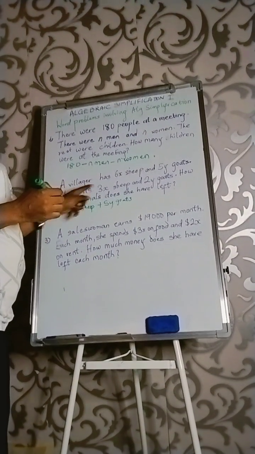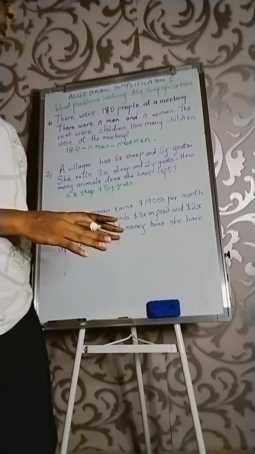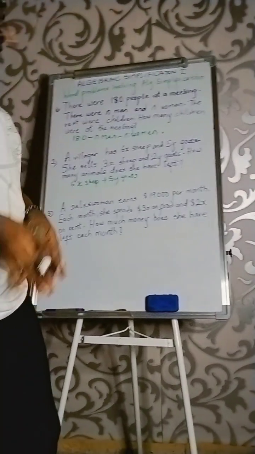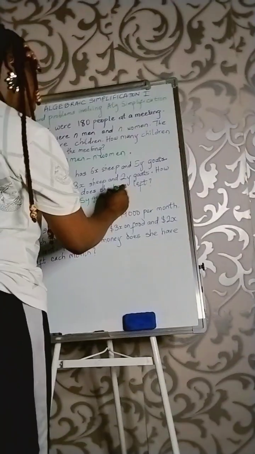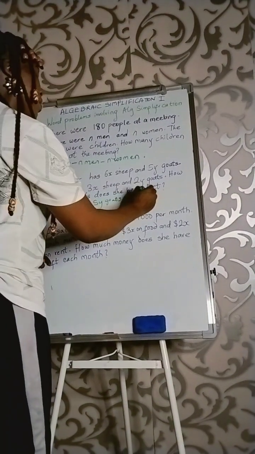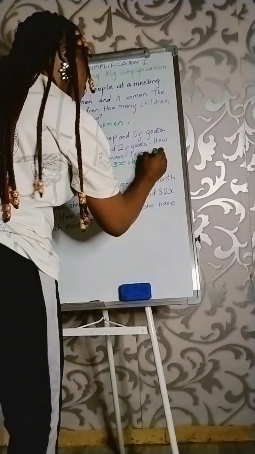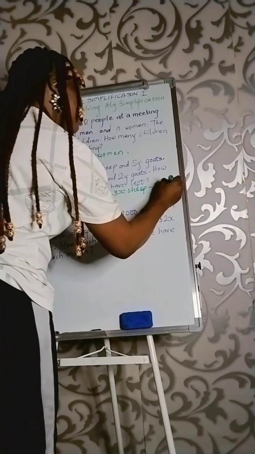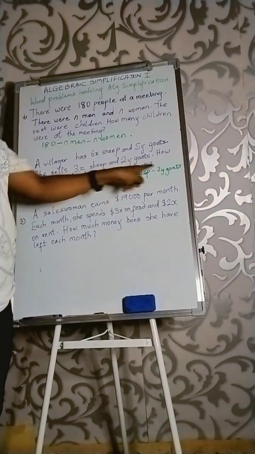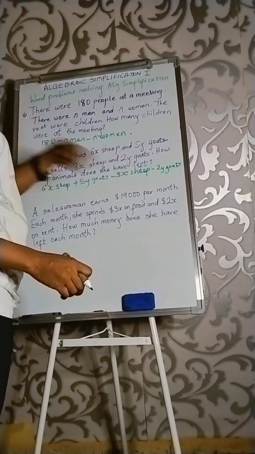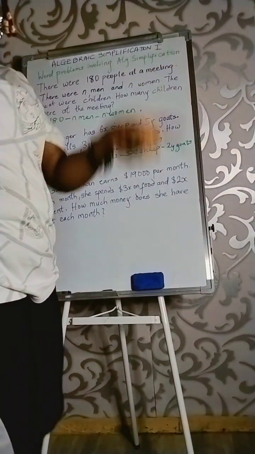and I sold 3x sheep. Now I'm losing. We are not talking about the money I might have gained from it. I'm losing sheep and goats, right? So I sold 3x sheep. When we talk about selling, it is negative. And 2y goats, minus 2y goats. I am removing them, so it will be subtraction. Now they asked how many animals does she have left?